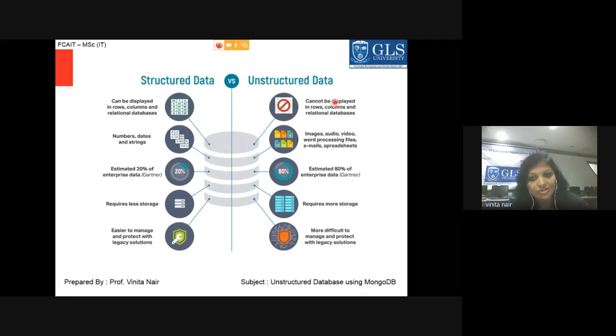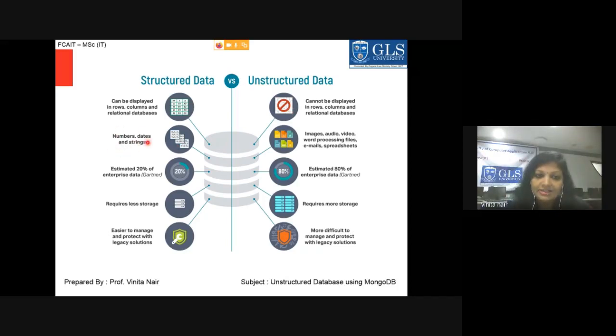Now let us see what unstructured data is. It cannot be represented in rows and columns. We have discussed that this has a format and this doesn't have a format, so data there cannot be represented in rows and columns. Here we see number, date and string, and here we have images, audio, word processing files, email, spreadsheet, location, sensor, a lot of things. It is not in a particular format, but you can see the current IT market is using 80% of this enterprise data, which is unstructured data. And as it does not have a particular format and is random, it requires more storage.